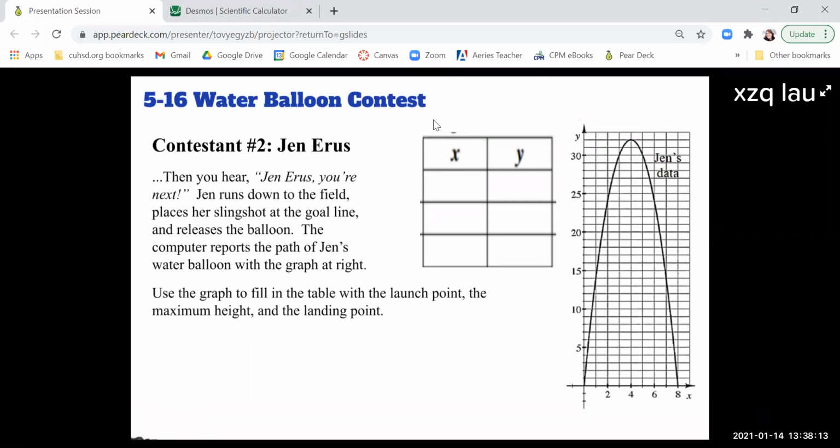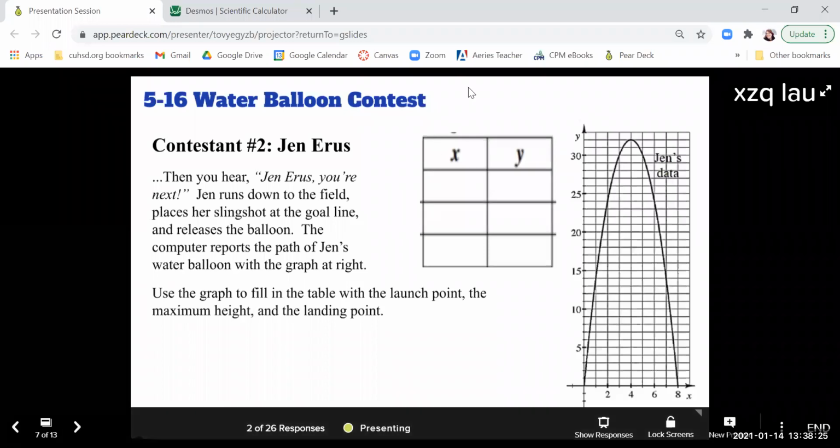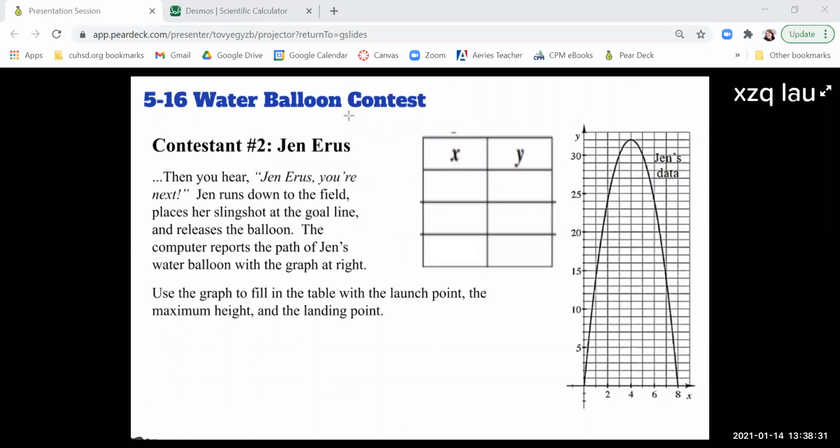Jen runs down to the field, places her slingshot on the goal line, and releases the balloon. The computer reports the path of Jen's water balloon in the graph at right. Use the graph to fill in the table with the launch point, the maximum height, and the landing point. All right, so we're trying to look at the graph and identify the launch point, the maximum height, and the landing point.